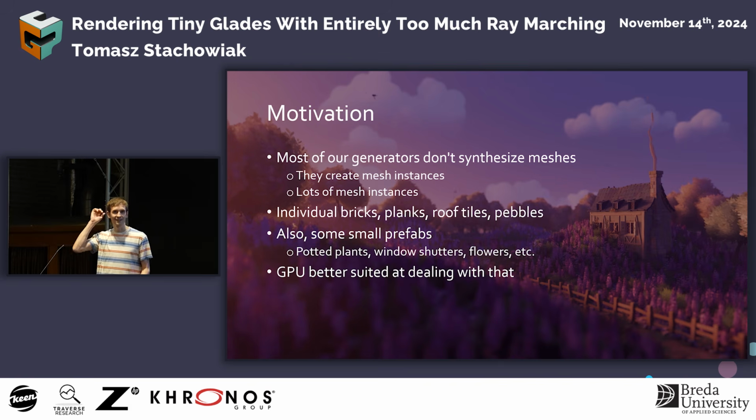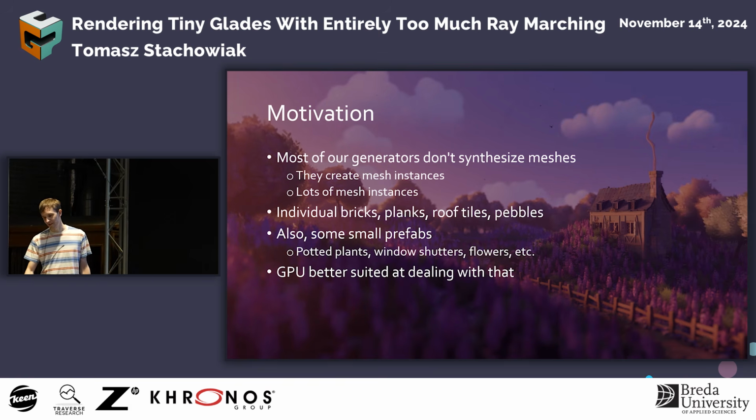So the reason is that, just like at the start, our generators don't synthesize meshes. We don't deform geometry with any fancy skinning. We just generate tons and tons of individual bricks and planks, like hundreds of thousands of them. And similar for tiles and pebbles and potted plants and window shutters and so on. Everything just comes out of little bits. Well, GPUs are way better at dealing with crazy amounts of stuff. Therefore, we do it on the GPU.